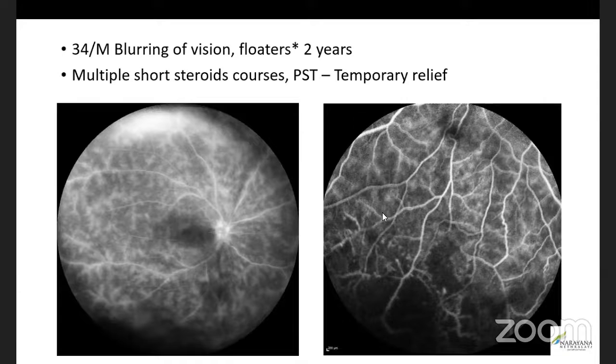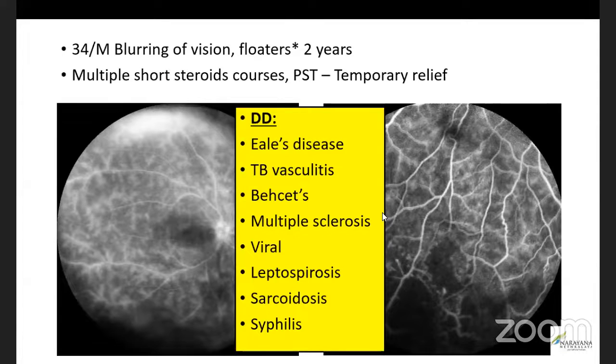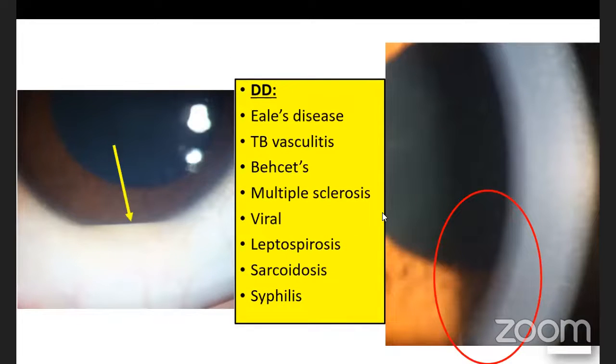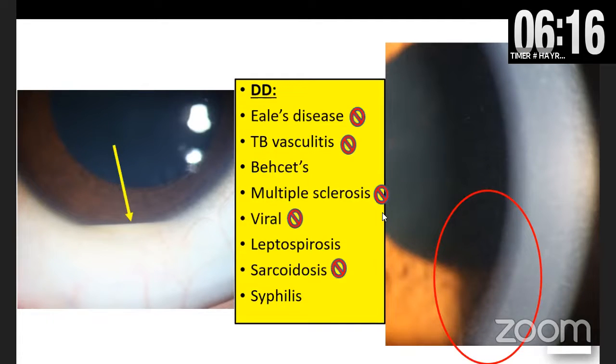So with this history and this picture, we have multiple differential diagnoses: Eales disease, TB vasculitis, Behçet disease, multiple sclerosis, and so on. But if I give you a very important clue from the anterior segment examination, that the patient has non-granulomatous inflammation, that the patient has hypopyon and non-granulomatous KPs, then all the causes of granulomatous uveitis will go down in the list, including Eales disease and viral, as we know that hypopyon is not a feature of that.